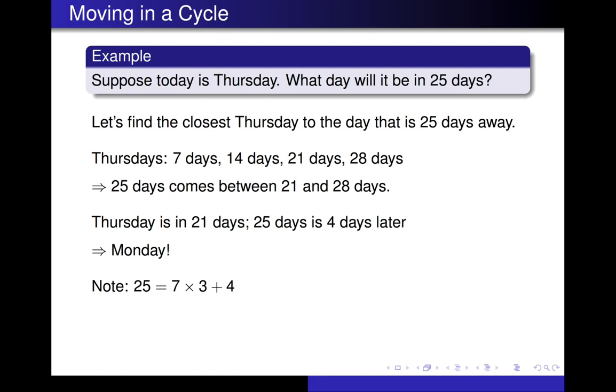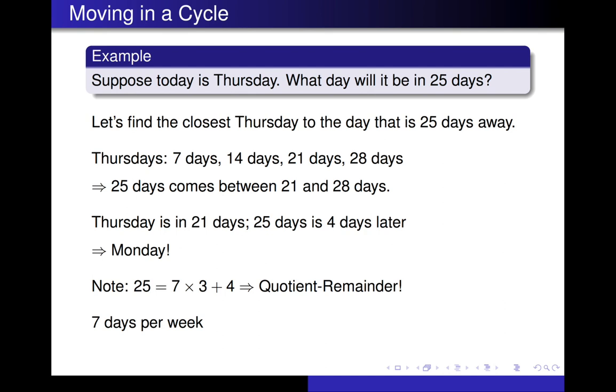Now, one thing you might want to notice is that 25, which is the 25 days in the future that we were trying to figure out, is equal to 7 times 3 plus 4. And if that looks familiar, that's exactly our quotient remainder stuff that we were doing in the last video. And each of those numbers in that quotient remainder equation has a significance, right? That 7 is the 7 days per week.